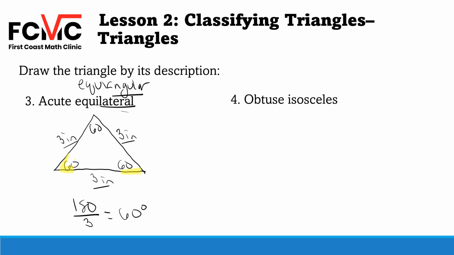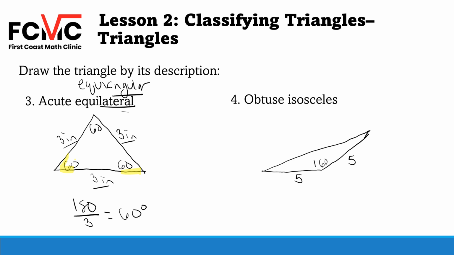Number 4, I want an obtuse isosceles triangle. So let's draw in one obtuse angle right here. And we'll make a pair of isosceles sides. So this will be 5 and 5. We want a pair of equal sides. And this will be maybe like 160 degrees as our obtuse angle.